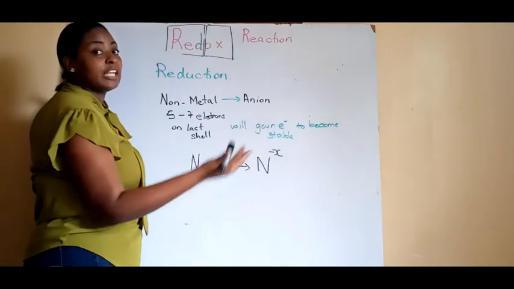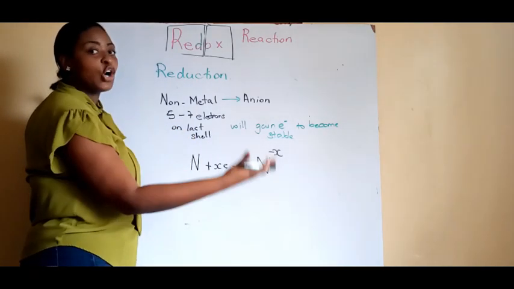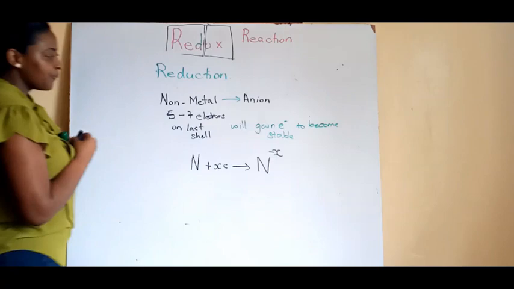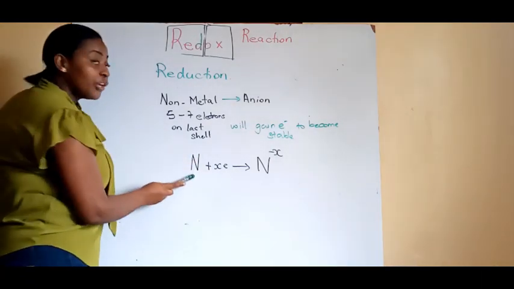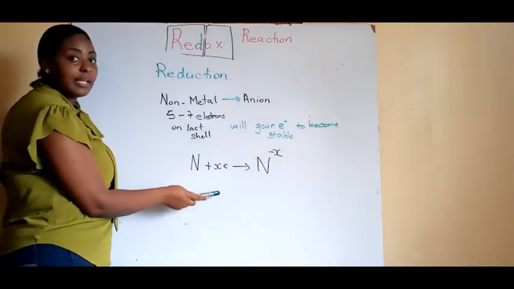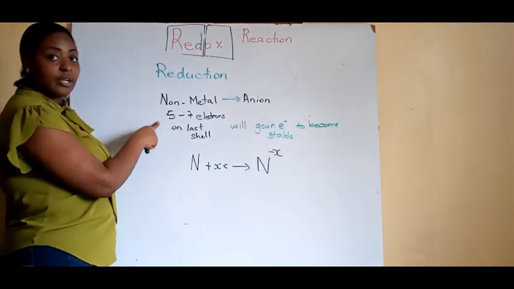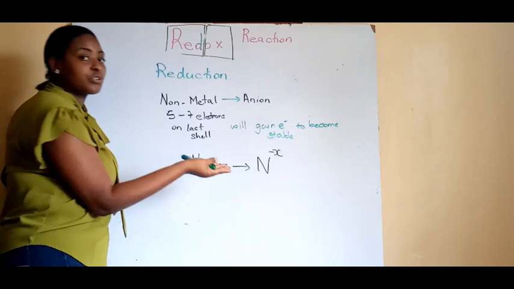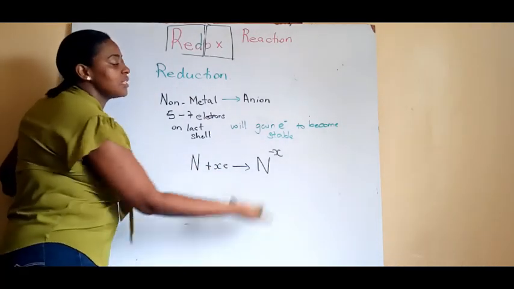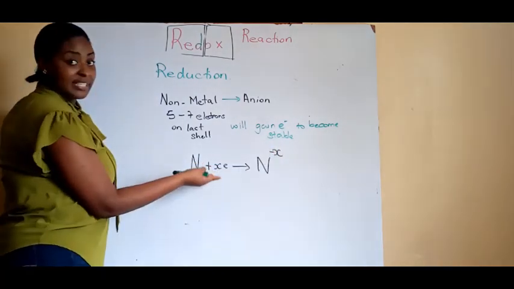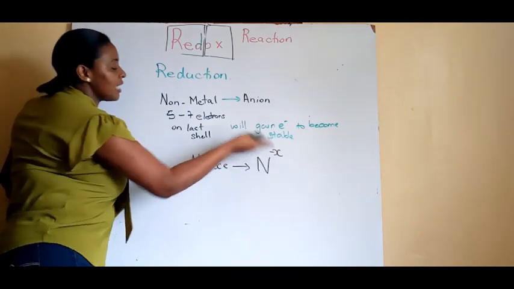And remember, gaining electrons is a reduction. So let's go. This is what is happening. Your nonmetal is going to gain electrons to complete their outer shell. So if they have 5 electrons on their outer shell, they're going to gain 3 electrons to complete. Their charge is going to be negative the number of electrons gained, right? So it's going to be -3.